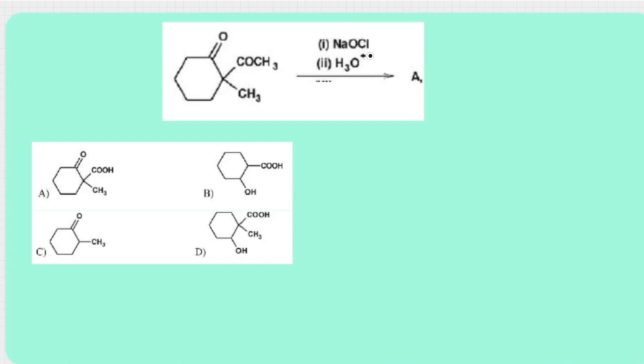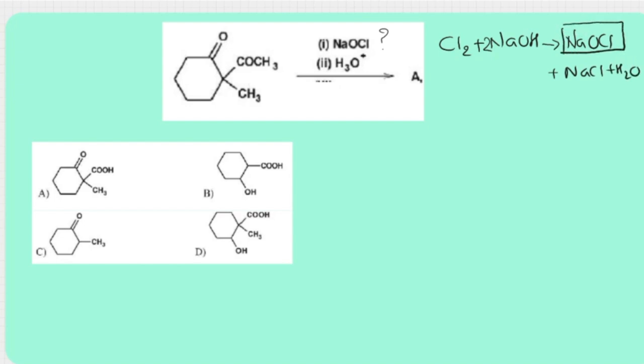Many students fail to understand what this reagent does, but they do know what happens when we take a methyl ketone molecule with chlorine in NaOH, right? It's nothing but a reaction which will form chloroform as a byproduct. So let's see, when chlorine reacts with sodium hydroxide, it's going to form sodium hypochlorite and the byproducts are NaCl and water.